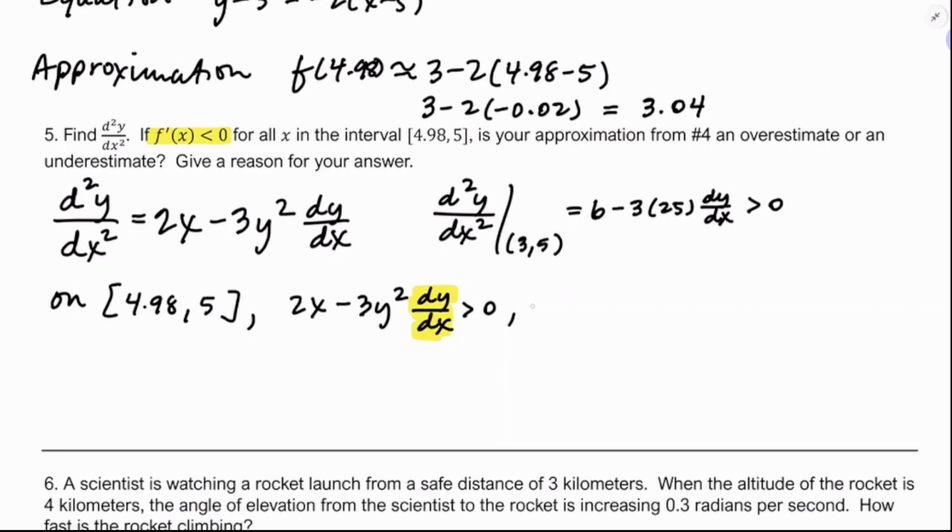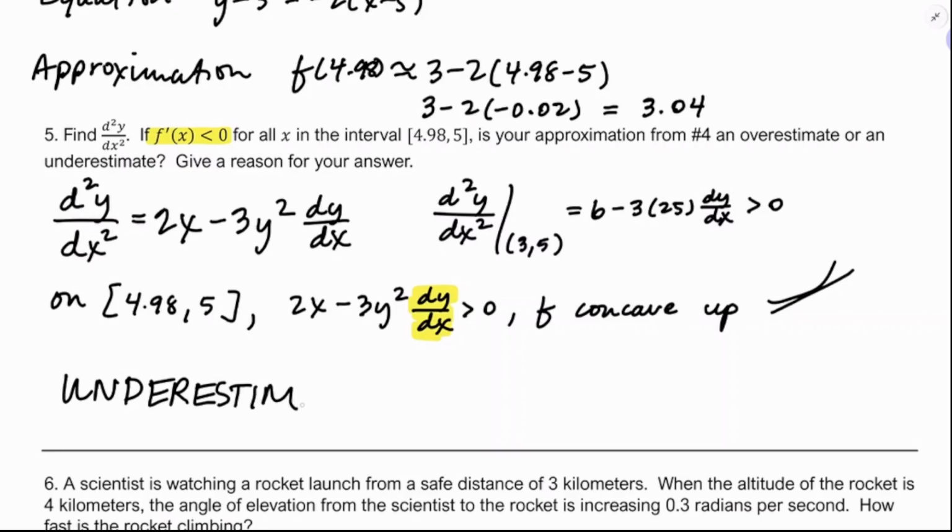As a result, f is concave up, which really is not relevant to my justification. I'm just using it to remind myself that I draw that, and a tangent line sits under the curve, so I did an underestimate. There was something to that f prime less than 0. Underestimate.